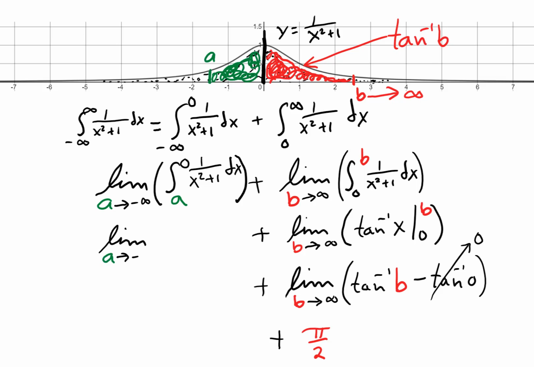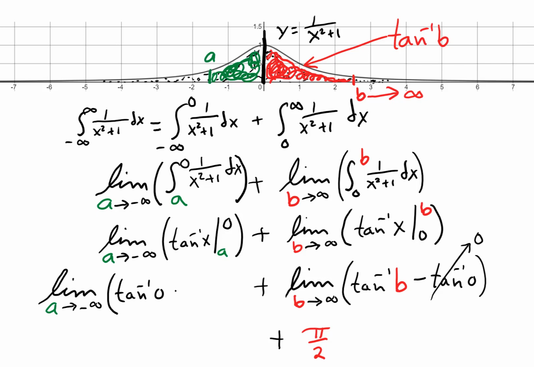As before, the antiderivative is the inverse tangent of x. We substitute in the limits of integration to get the limit as a approaches negative infinity of the inverse tangent of 0 minus the inverse tangent of a. As noted earlier, the inverse tangent of 0 is 0. This means the area between the curve and the x-axis from x equals a to x equals 0 is 0 minus the inverse tangent of a, or the opposite of the inverse tangent of a.